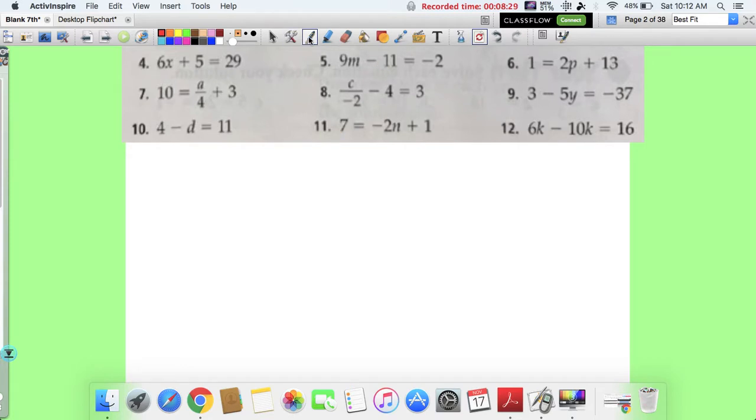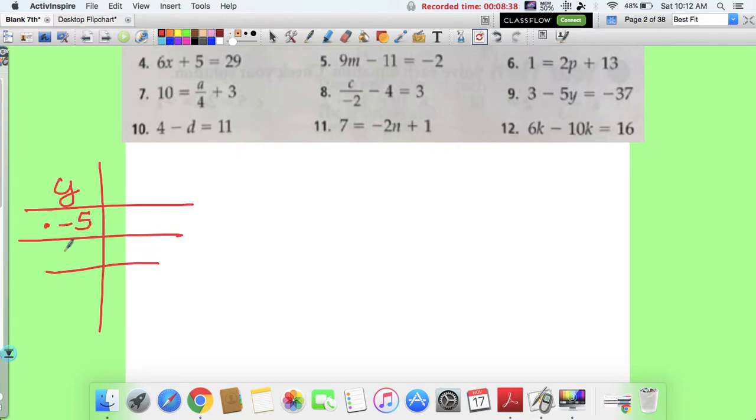Number 9, I get, again, a variable y, which is being multiplied by negative 5. Add 3 gives me negative 37. I'm going to do minus 3 and then divide by negative 5. So negative 37 minus 3 is negative 40. Negative 40 divided by negative 5 is going to be positive 8. So I get my answer.